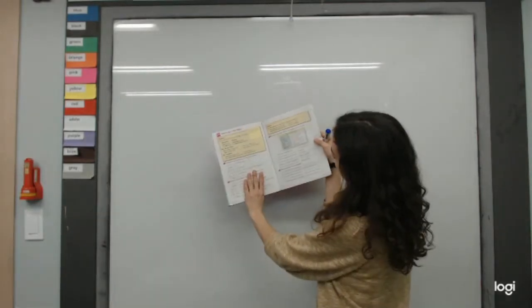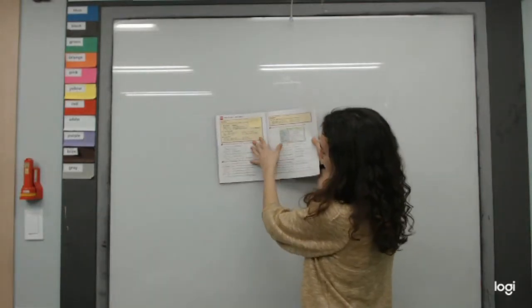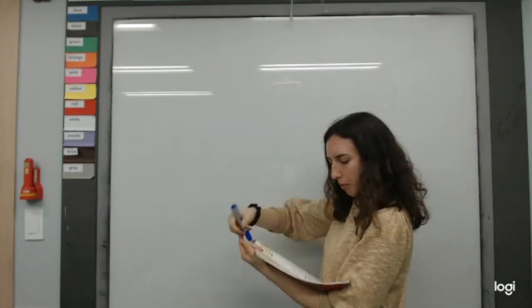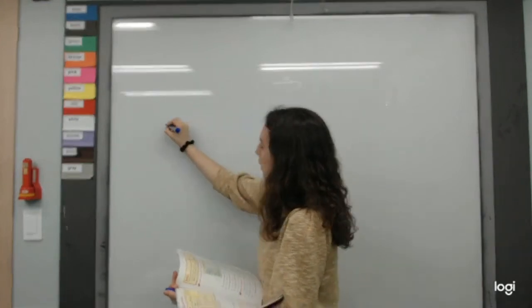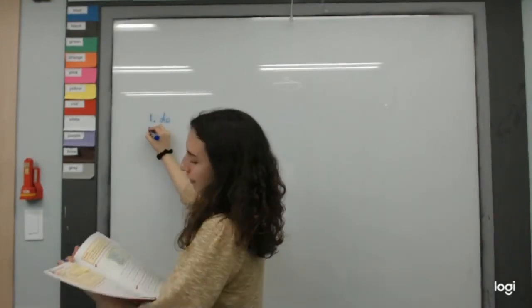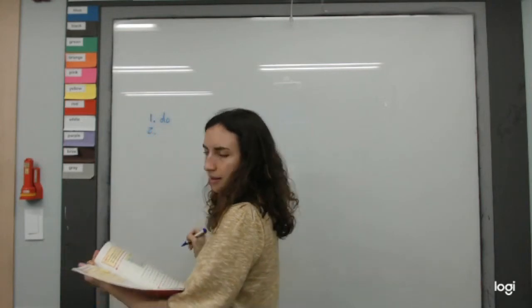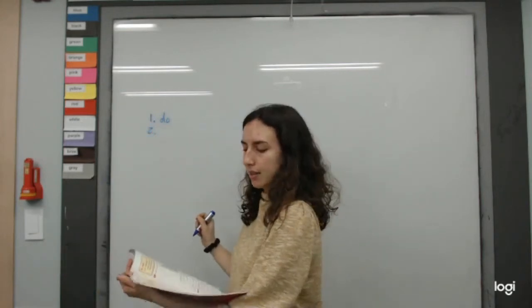Okay, so what we're going to do is we're going to do this page and this part together. Okay, so let's do number one. First one, do you like salad? The answer is yes, I do. When we have I, we don't use the S. So we say do, not does.